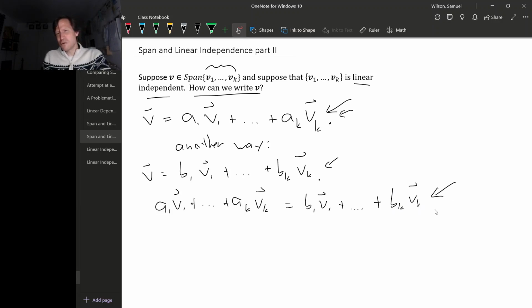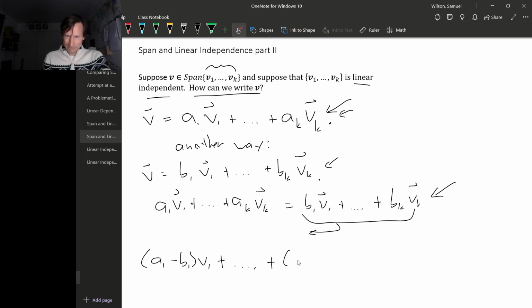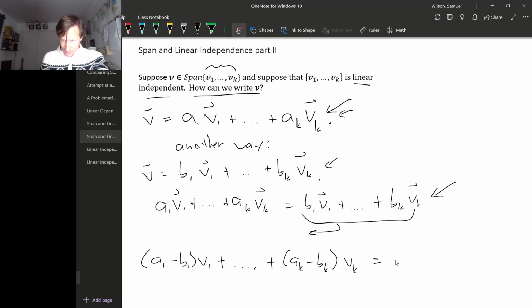But now that we have this equation, we can do algebra on this. We can rearrange this. In fact, we can do kind of like what we did before. We can move all of these to the left and then pair up terms that have the same vector and factor out that vector. So that gives us (a1 minus b1) v1 all the way down to (ak minus bk) times vk equals 0, the 0 vector.